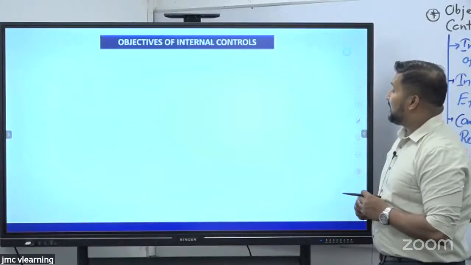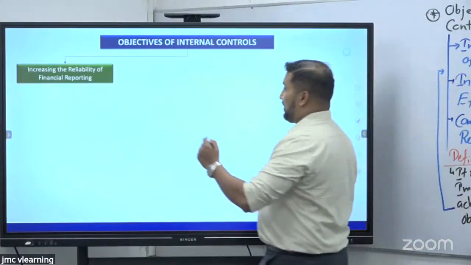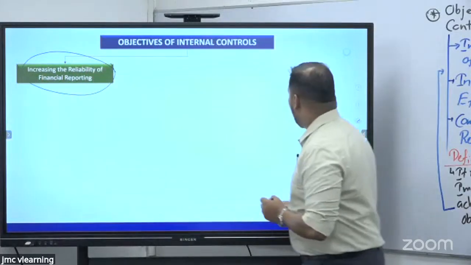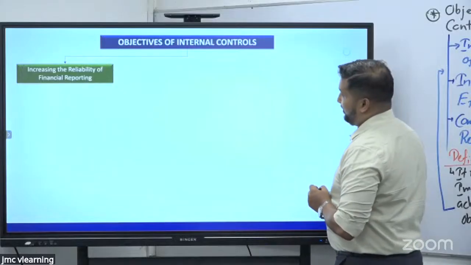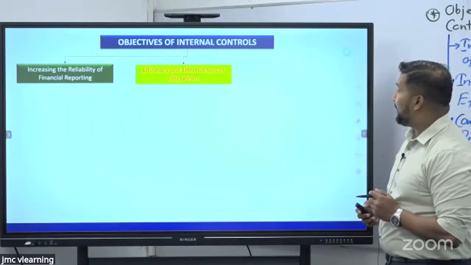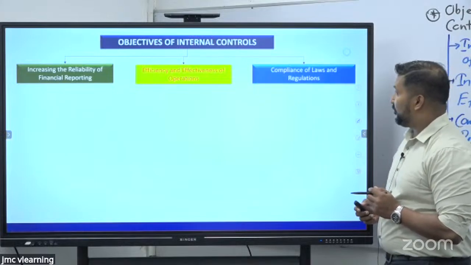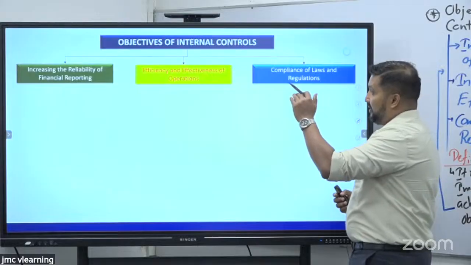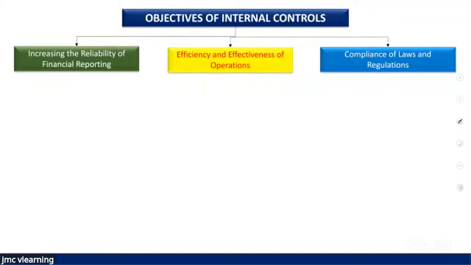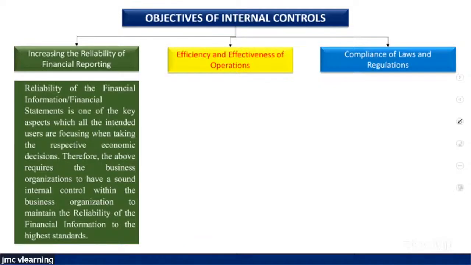Right, objectives of internal controls. Okay, we discussed 3 objectives. Number 1, increasing the reliability of financial reporting. That is the first objective. Number 2, increasing the efficiency and effectiveness of operations. Number 3, compliance with laws and regulations. So: increasing the reliability of financial reporting, increasing the efficiency and effectiveness of operations, and compliance with laws and regulations, right? Okay, so we'll go to the presentation straight away.